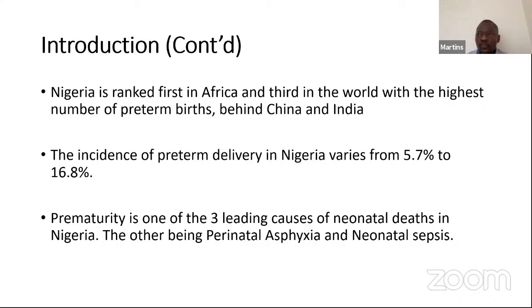In Nigeria, prematurity is one of the leading causes of neonatal deaths in the country, and has contributed significantly to the under 5 mortality rate in the last 15 to 20 years. The other causes are perinatal asphyxia and neonatal sepsis. Prematurity is of particular concern because it is a risk factor for perinatal asphyxia and neonatal sepsis. So preventing preterm births and having an adequate program for care of preterm births will help in reducing the incidence of perinatal asphyxia and neonatal sepsis if possible. Next slide.